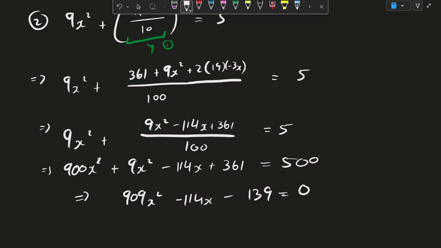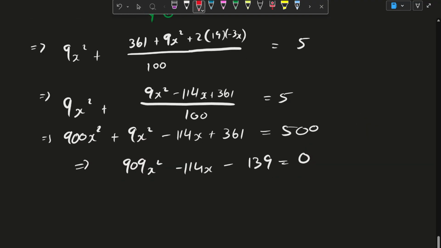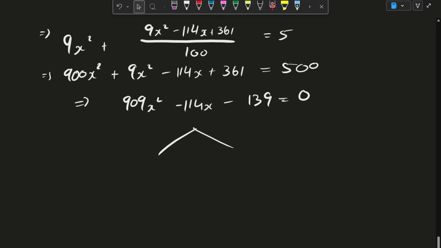So all we have to do is use the minus b formula. I am just going to type this sort of off camera, but you can use the minus b formula in whatever way you wish. We can actually divide through by 3 and it'll make the numbers a little bit nicer, but they'll still be really annoying to deal with. So minus 4 times 909 times negative 139 all over 2 times 909. So the first solution we get is 139 over 303. And the other one we get is minus a third.